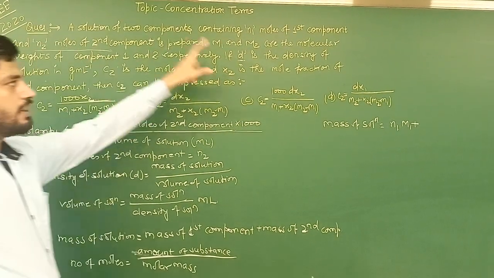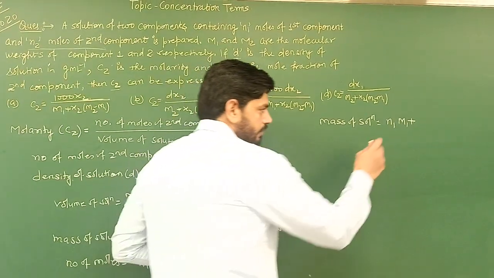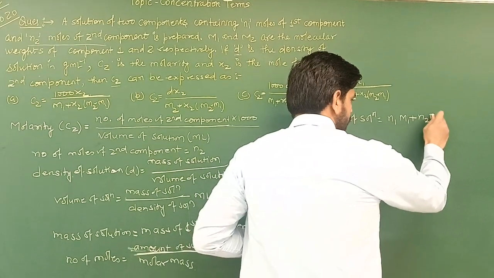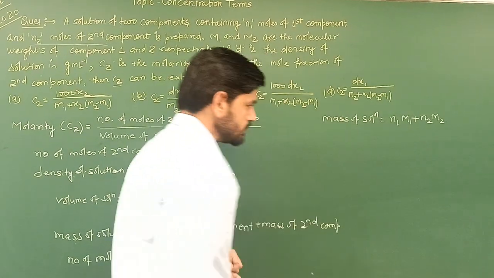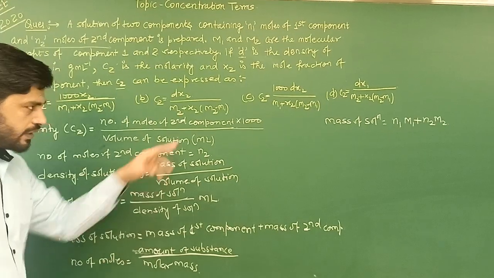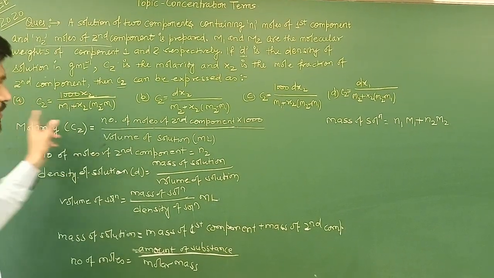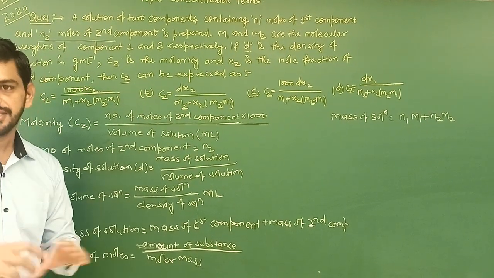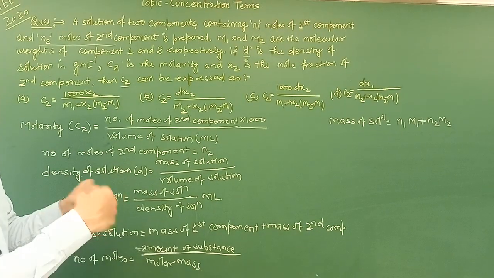That is N2. And what is the molecular weight? That is M2. Therefore we can write N2 into M2. So, if we know this mass of solution, but none of the options have this type of arrangement, we have to rearrange this one.